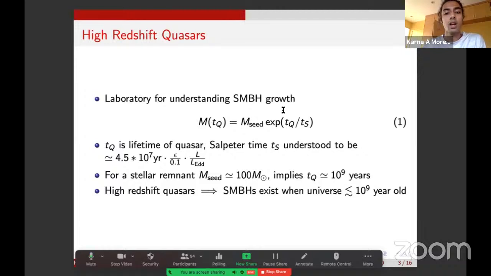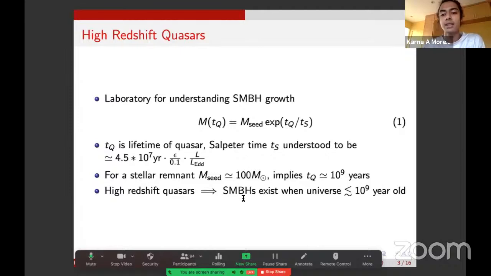Under the exponential model of black hole growth, a black hole grows exponentially from the initial seed mass, according to the Salpeter timescale, which is known to be around 45 megayears, assuming 10% radiative efficiency and Eddington limited accretion. So for a 100 solar mass population 3 stellar remnant, the quasar would need around 10^9 years to grow into a 10^9 solar mass black hole. But the problem is that at high redshift, where we observe plenty of these quasars, the universe is less than 10^9 years old. So really, to understand this growth, there are a lot of unanswered questions.